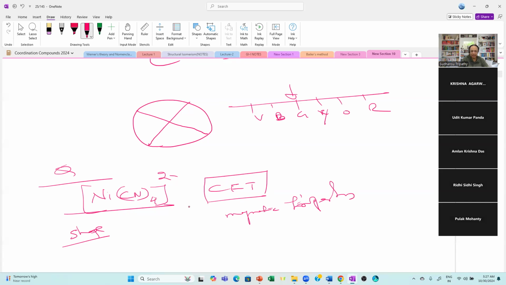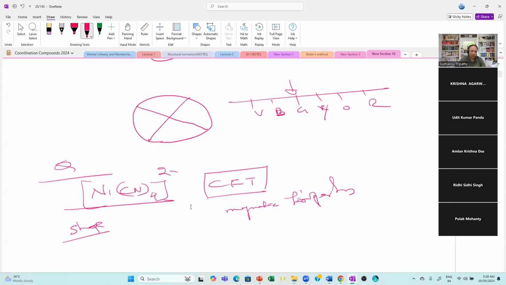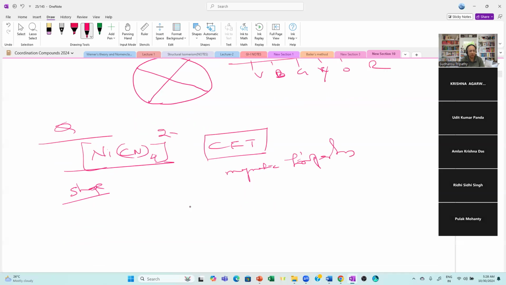And I will not ask you to find the CFSE. For some reason, you will know after some time, it will be really very time consuming. We don't bother to find it. I have given in my file how to find the CFSE for all types of complexes, including square planar.